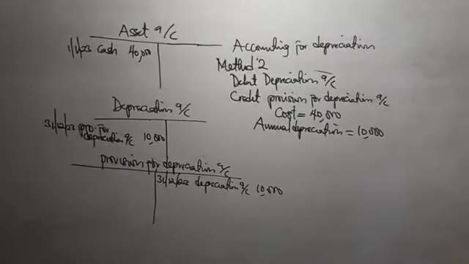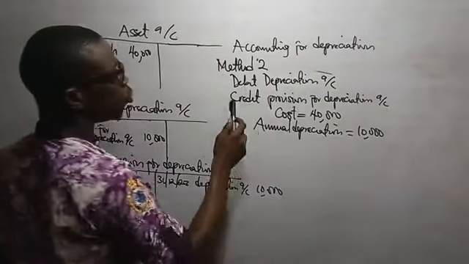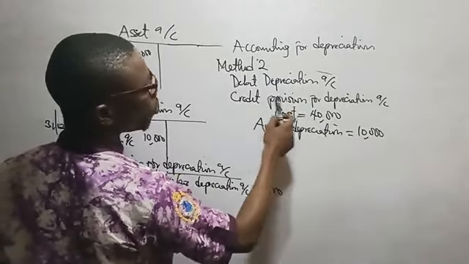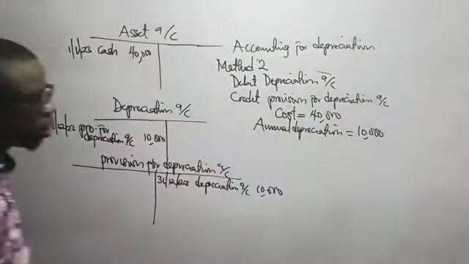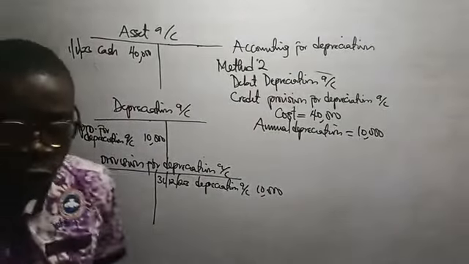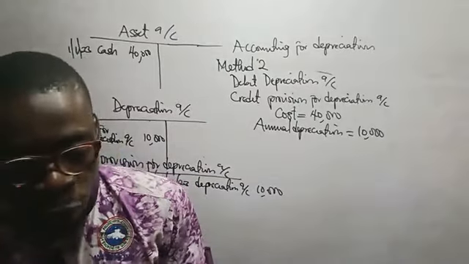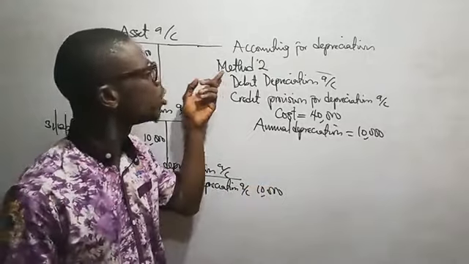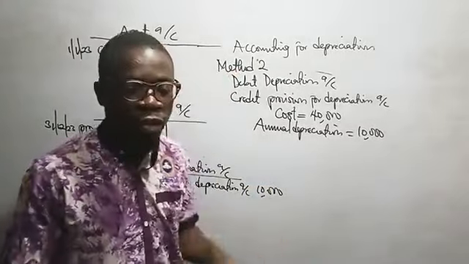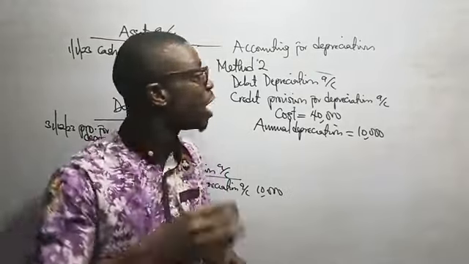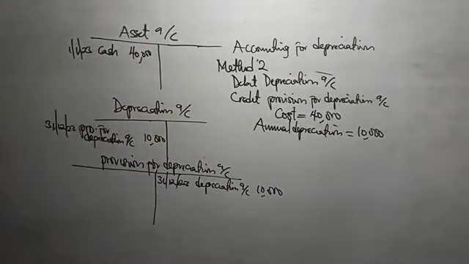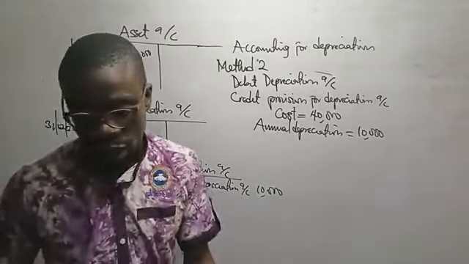A brief recap on method 2 now. Method 2 says that you should what? Debit the depreciation account and credit the provision for depreciation account. Method 2 is the most commonly used method. Between method 1 and method 2, people prefer to use method 2 because it enables you to retain the cost of the asset throughout the lifespan of the asset. At any point in time, you can determine the cost of that asset. Am I communicating now?